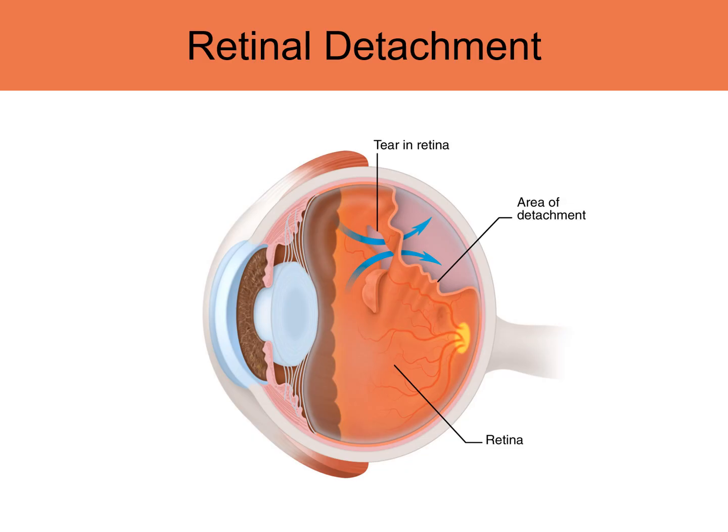Okay, moving on to retinal detachment. So this retina here, this pink, is the retina. It lines the whole inside of our eye. And what happens is we have a tear in the retina for whatever reason we're going to talk about. So the fluid goes through that tear and it starts to separate the retina from the back of the eye.